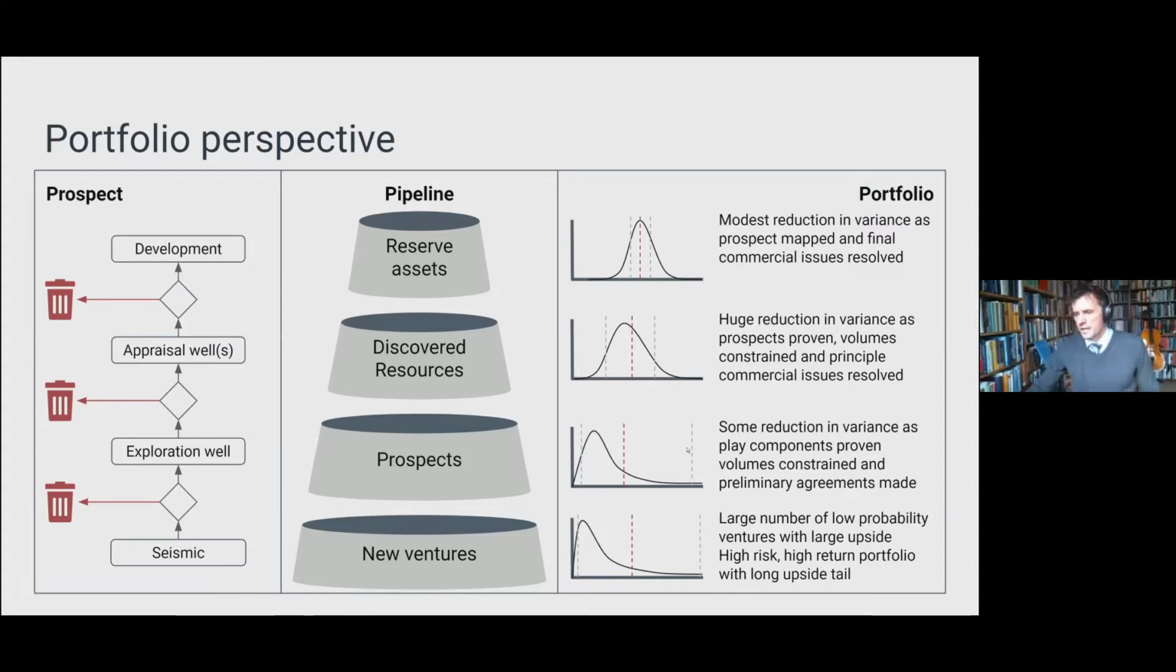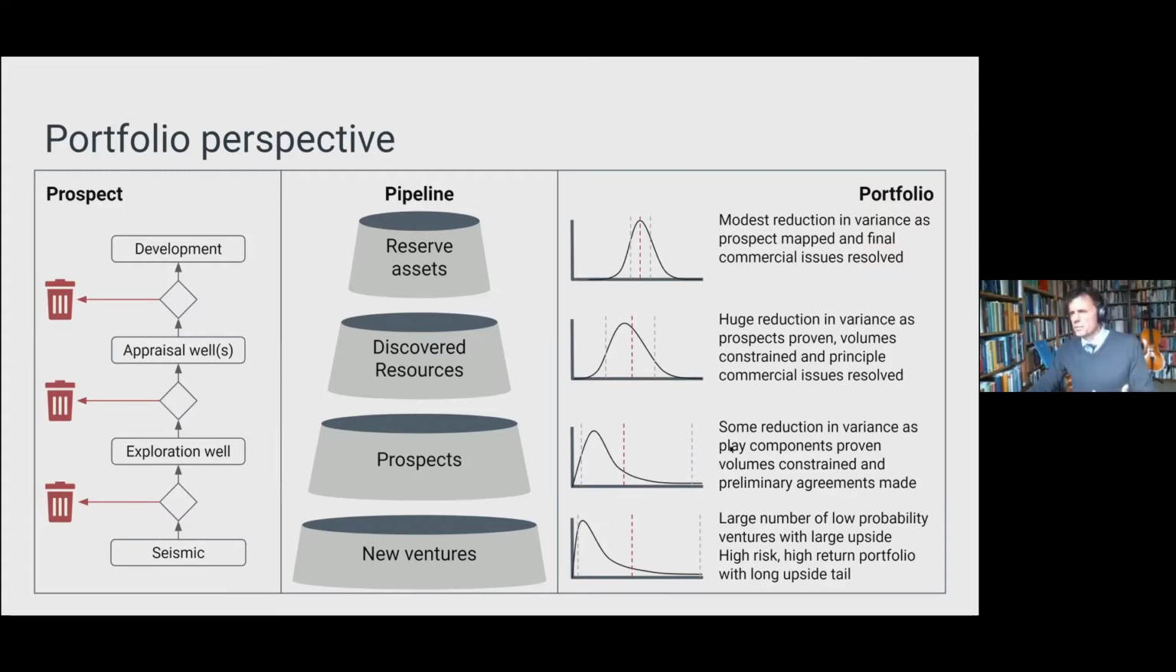Now, what happens is at a new ventures level where you're just buying land, the stuff is much more speculative, a large number with very low probability it's going to work, because you've got all the geological things that you have to de-risk. You have all of the commercial, political, CSR issues that you will have to de-risk as well. So, relatively low chance that it'll work, but obviously you wouldn't be looking at it if it wasn't going to pay for itself when it does work. So you have this high risk, high return portfolio with a long upside tail.